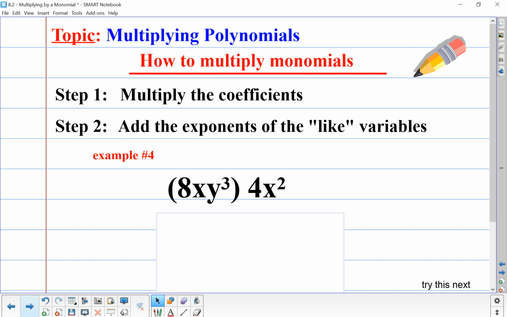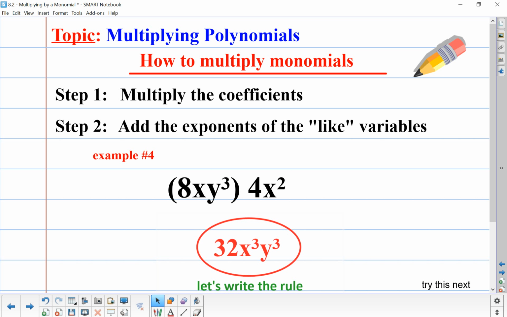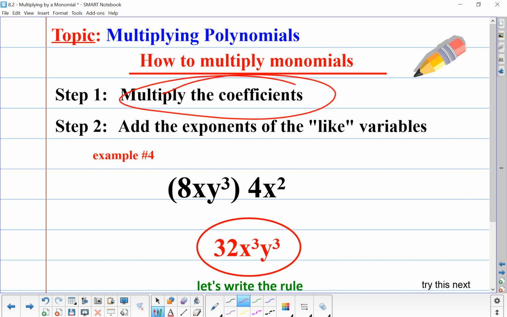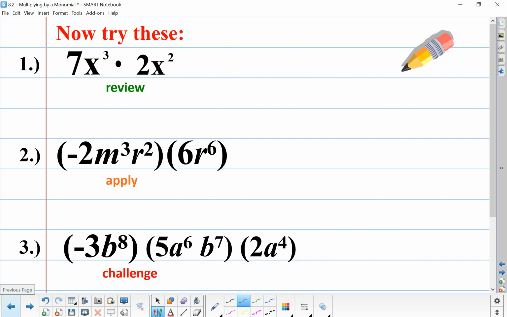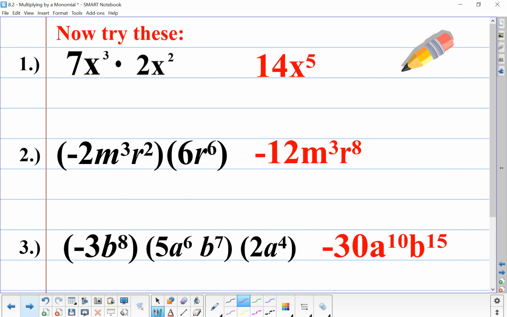Alright, last one, let's see. Coefficient times coefficient, x's plus x's, and y's plus y's. So it looks like here we're going to get 32x cubed y cubed, right? So multiply the coefficients first, add the exponents of the like variables second. Alright, give these 3 a try, pause the video, and resume when you're ready to check your answers. Here are the answers to these 3 that you tried on your own.